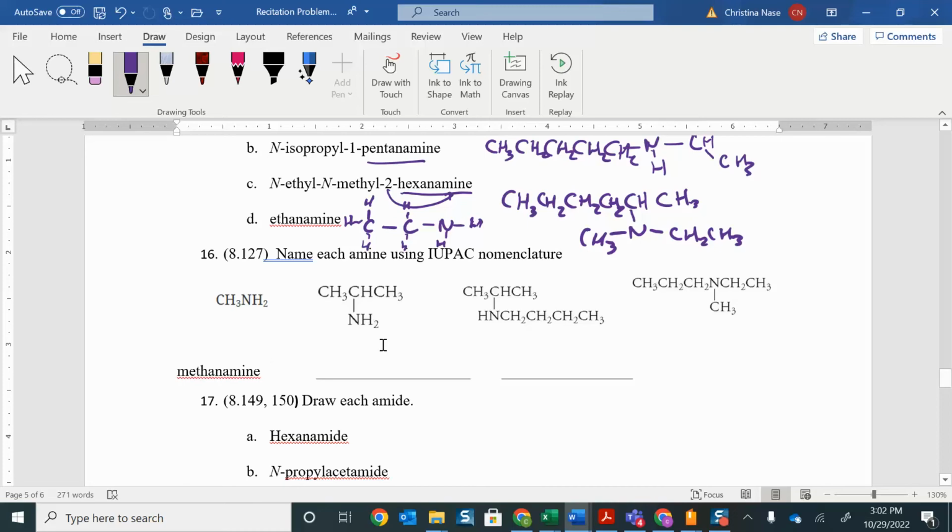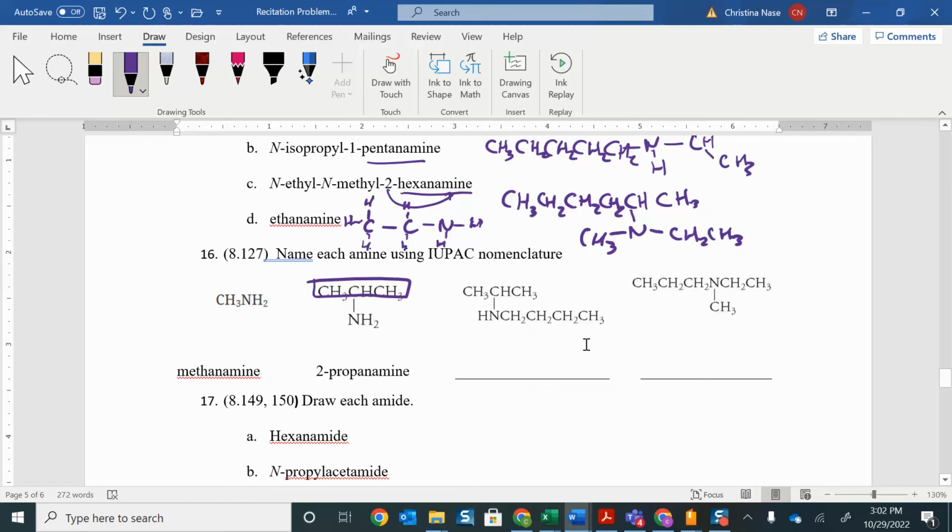This next one, I'm looking for the longest continuous chain. Here we go. This is the longest continuous chain. If it was just an alkane, it would have been propane, but instead I'm going to drop the E and add amine. And in this case, I want to indicate what carbon it's on. It's on carbon 2. Either way I number it, 1, 2, I always want to get the amine to have the lowest number. In this case, it doesn't really matter. This one I didn't have to number because there was only 1 carbon.